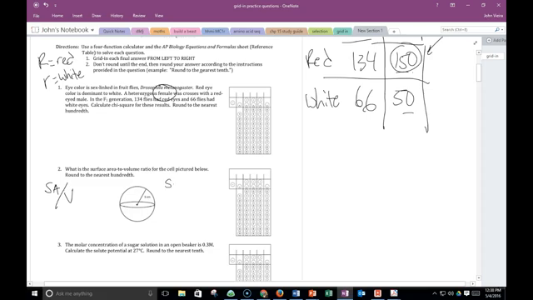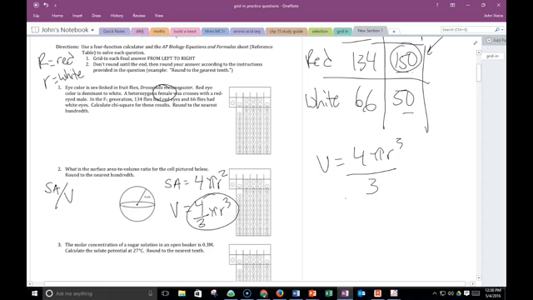For a sphere, if you look at the equation sheet, surface area is 4 pi r squared, and volume is 4/3 pi r cubed, right? Now, surface area divided by volume is the same as surface area multiplied by the inverse of the volume. The volume is 4 pi r cubed over 3, correct? So the inverse of this would be 3 over 4 pi r cubed.